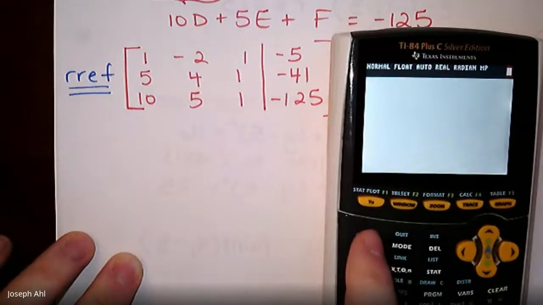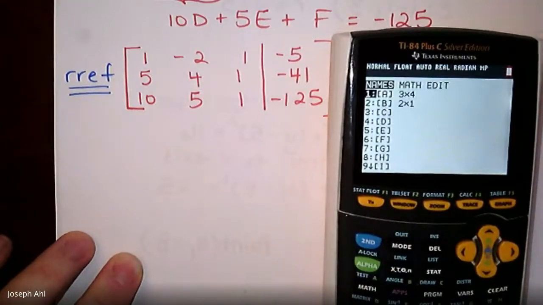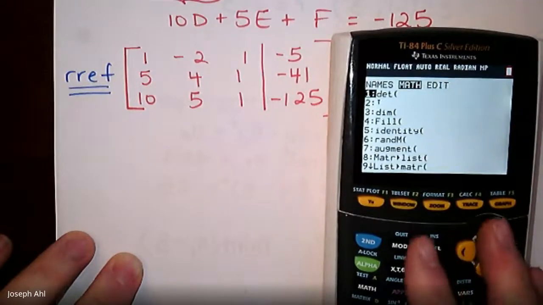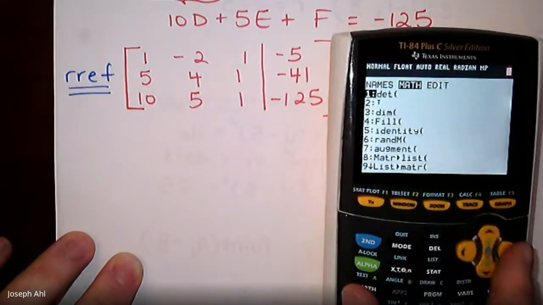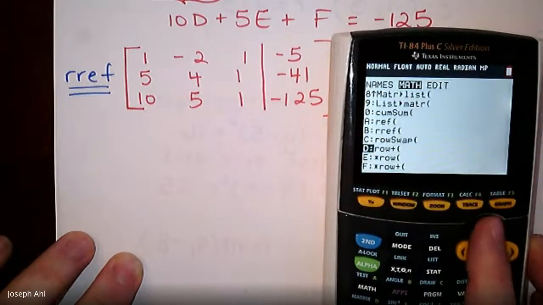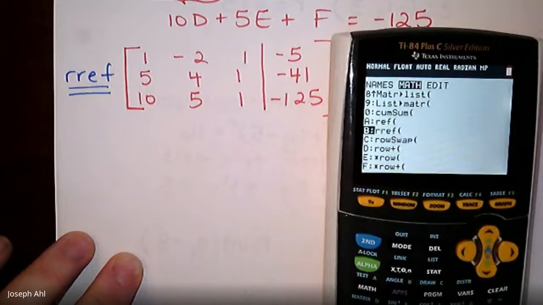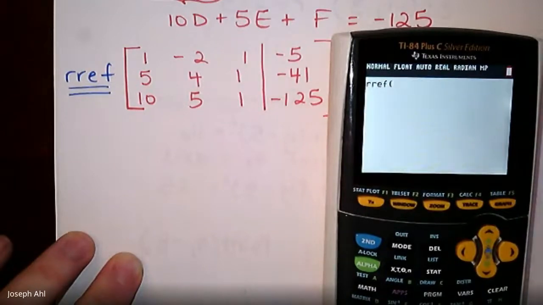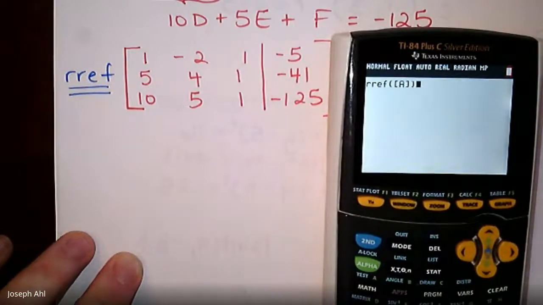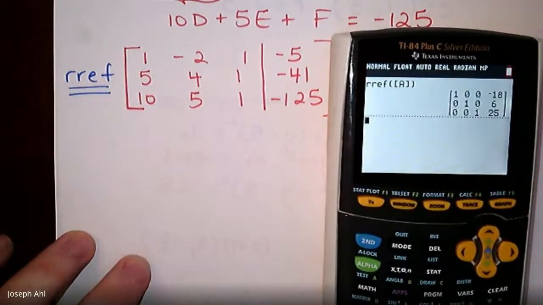Now I'm going to hit second matrix. We're going to go over to the middle column called math. And we haven't really dealt with anything in this yet. But if you scroll over one to the right so that it says math at the top, I want to scroll up and look at what option B says, RREF. So hit enter for option B. One more time, go back to second matrix, hit enter for A. And if I do RREF of matrix A, it's going to solve that system for me.